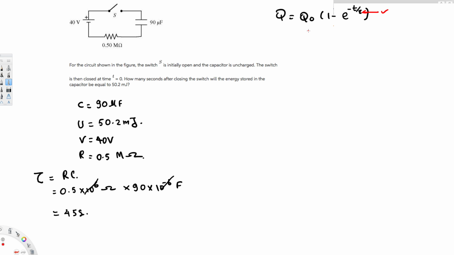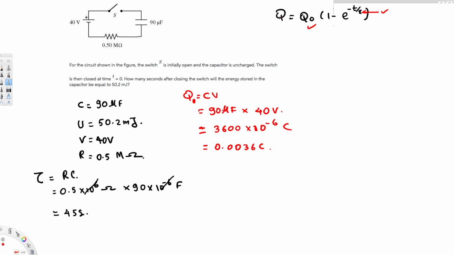To find the maximum charge on the capacitor, we can use the equation Q is equal to CV. So Q naught is going to be the maximum charge, CV. C we already know, 90 microfarad, times V, that is 40 volt. If you calculate this, 9 times 4 is 36, so it's 3600 times 10 to the power of minus 6 coulomb. You can say 3600 microcoulomb or 0.0036 coulomb. Both of them are the same thing. Now we have this information.